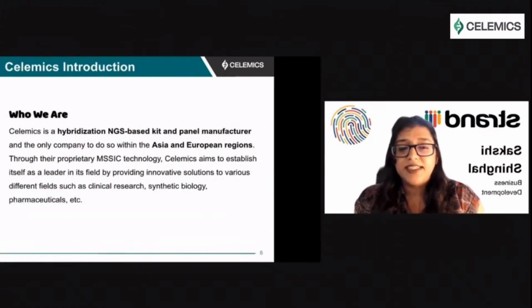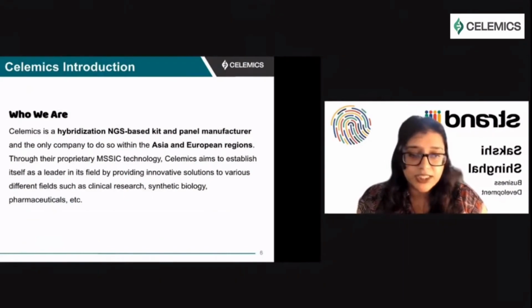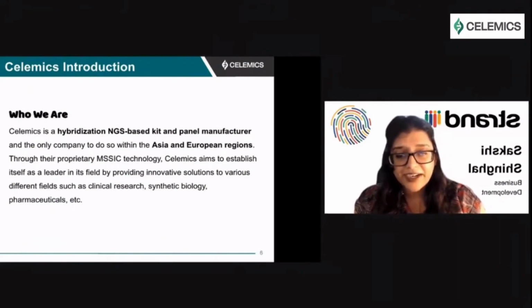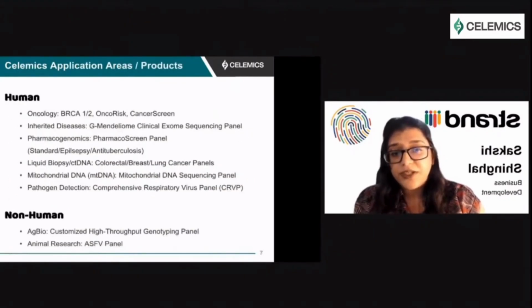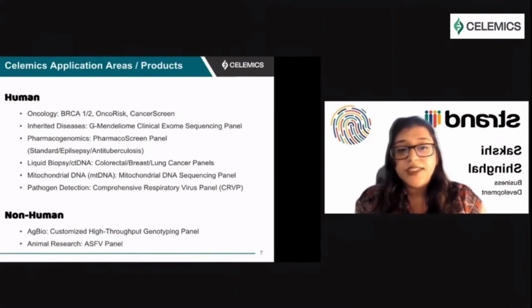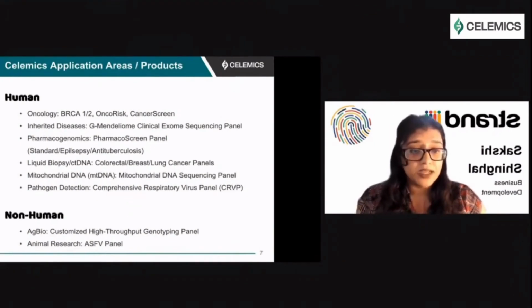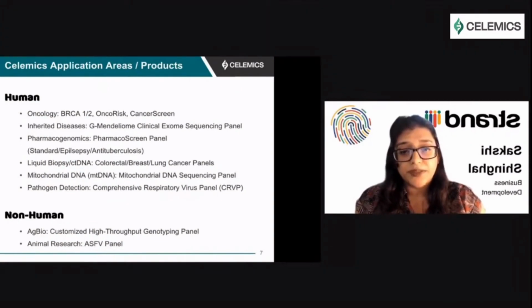Celemics is a hybridization NGS-based kit and panel manufacturer, and the only company to do so within the Asia and European regions. Through their proprietary MSSIC technology, Celemics aims to establish itself as a leader in its field by providing innovative solutions to various different fields such as clinical research, synthetic biology, pharmaceuticals, etc. The two main categories, human or non-human, are based on end-user field of study, not sample type. For instance, while samples for pathogen detection kits can come from non-human origins, such as environmental samples, the end users will still be working in human diagnostics.